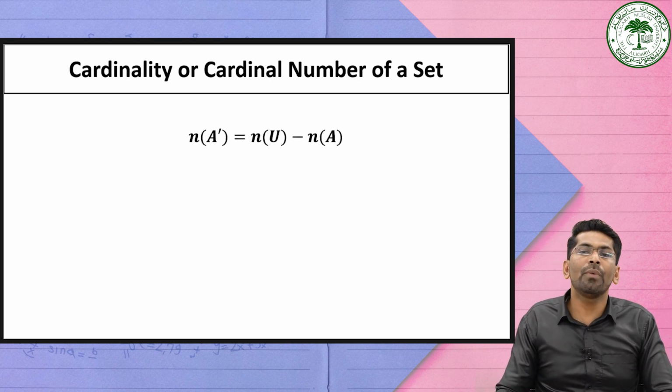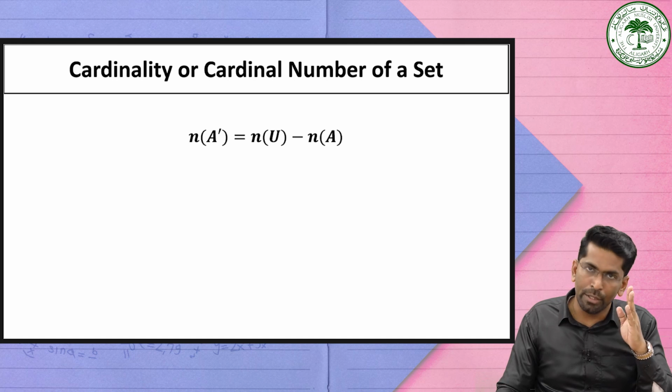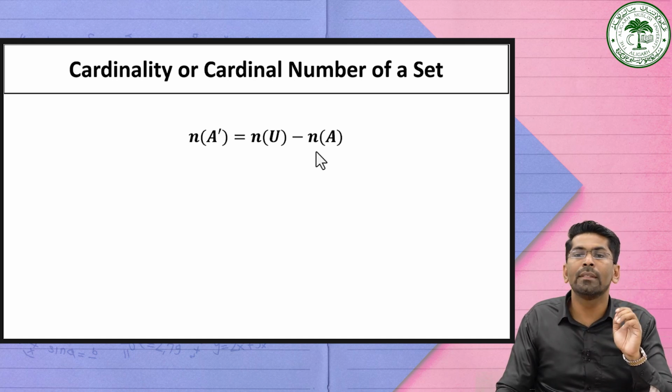That is, the number of elements in the A complement is equal to the number of elements in the universal set minus the number of elements in the given set A. So this formula shows that the number of elements in the complement of set A is the total number of elements in the universal set minus the number of elements in the given set A.